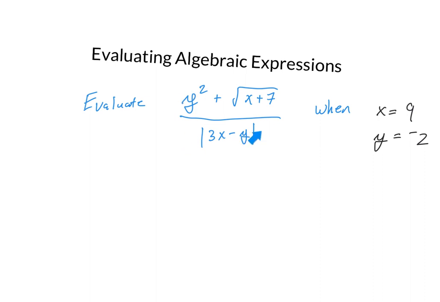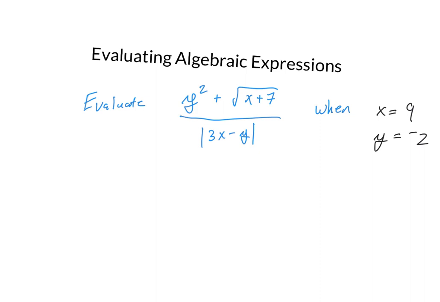But we have this algebraic expression right here, y squared plus the square root of x plus 7, all over absolute value of 3x minus y, and we're going to evaluate this expression when x is 9 and y is negative 2. So remember that when we're saying evaluate the expression, we're really just saying find the values that they give you and plug them in or substitute them in where they belong. So for example, wherever the y exists in my expression, I'm going to insert the negative 2.